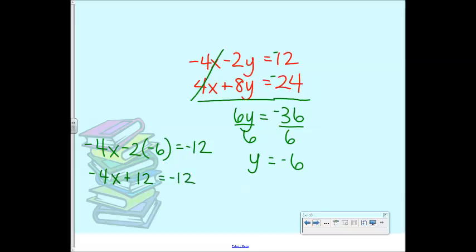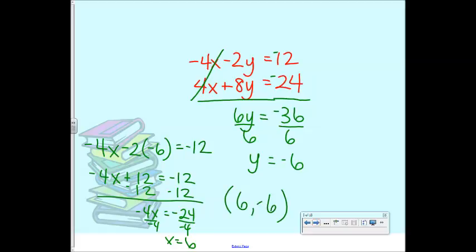Okay, now what do I do? Get x by itself. So Montreal, how can I get rid of this positive 12? Minus 12, minus 12. What's negative 12 and negative 12? Negative 24. Negative 24 equals negative 4x. And then how do you finish? So x equals positive 6, because the negative and a negative become a positive. All right, so then our ordered pair ends up being 6, negative 6. Okay, so elimination works really, really well if you have things that are already opposites with the same coefficients.